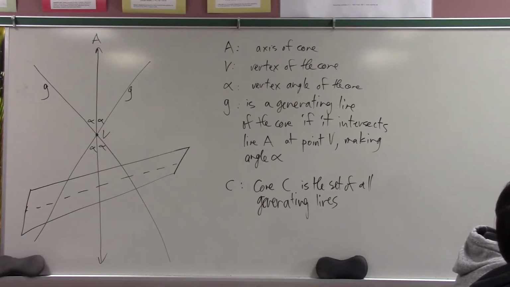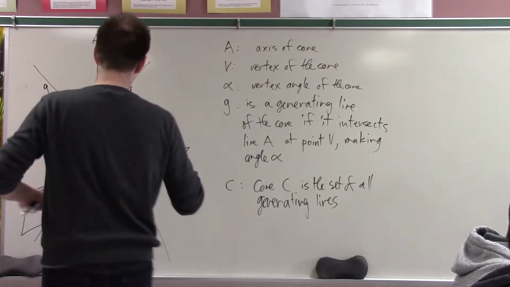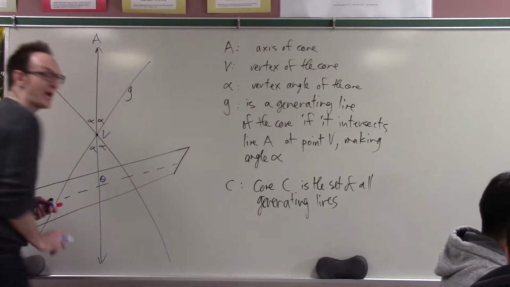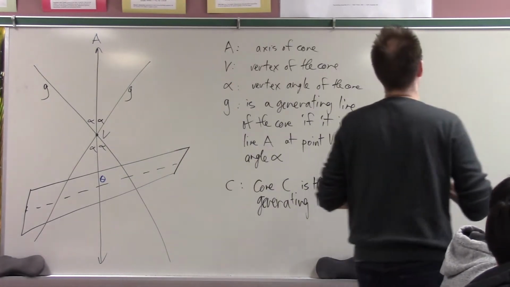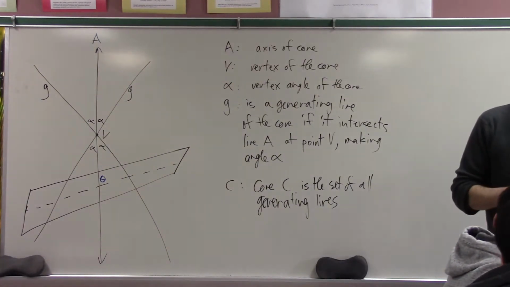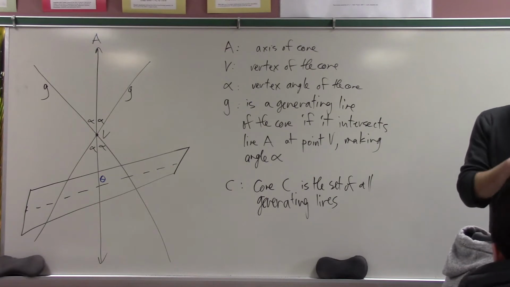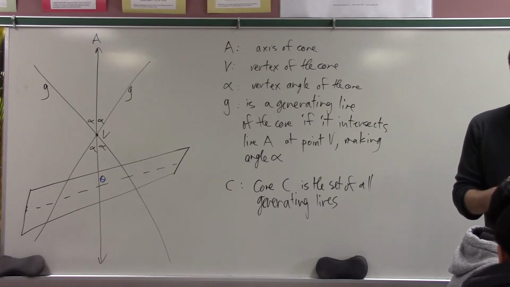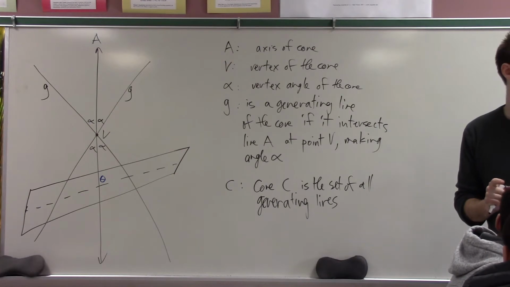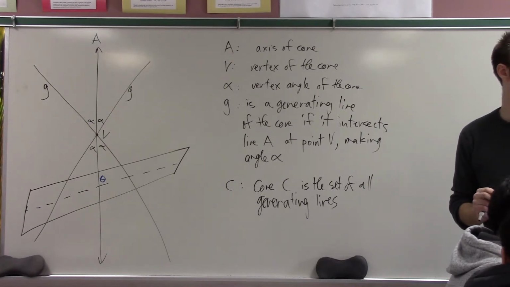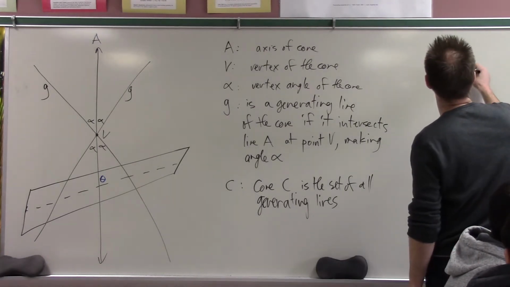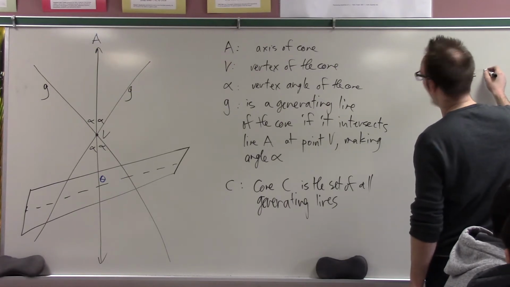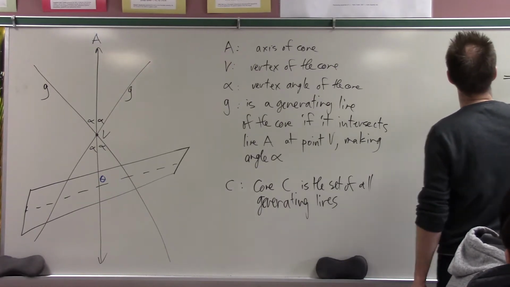Anyway, we have a name for this angle. We call this angle theta. Just to make sure we all remember, when do I get a circle, for example? Theta is 90. Yeah, if theta is 90, then we get a circle.